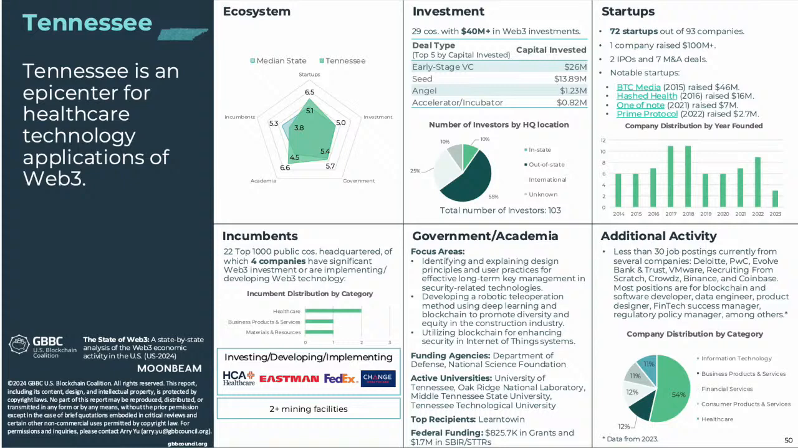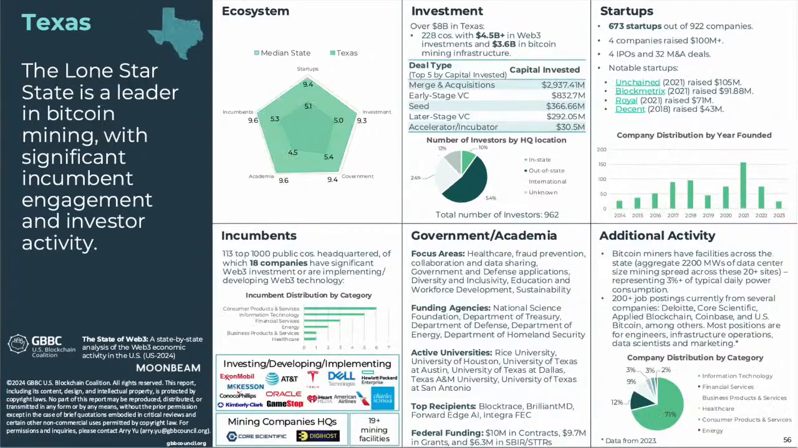And so BTC Media raised $46 million, Hashed Health, one of note, Prime, you can read it, and I'm happy to share this. Texas, a lot of folks are really interested in Bitcoin mining country. So they've done a really great job, and big credit to Lee Bratcher, who is the president of the Texas Blockchain Council, for his work. Just really killing it across all of the 5 vectors that we look at in terms of economic impact.